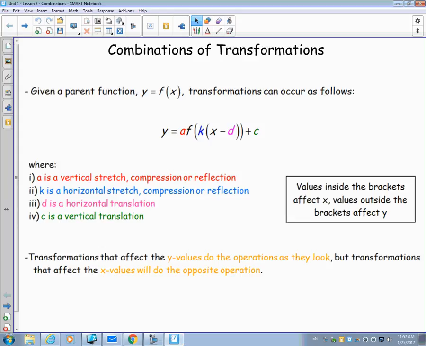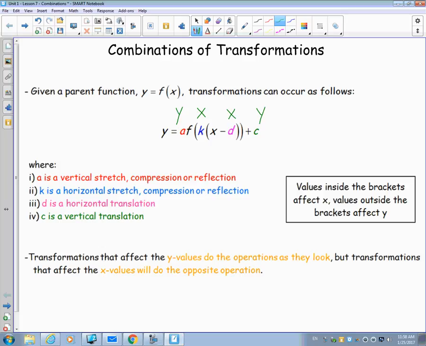So what I'd like to talk about is things inside the brackets affect x's. This is an x thing, this is an x thing. If you see a bracket, it's an x thing. Things outside the brackets affect the y's. So the A and the C, the vertical things. Now remember, the things that affect the y's do exactly what they look like. So you see a 3 out front, multiply by 3. You see a plus 2 out at the end, add 2.